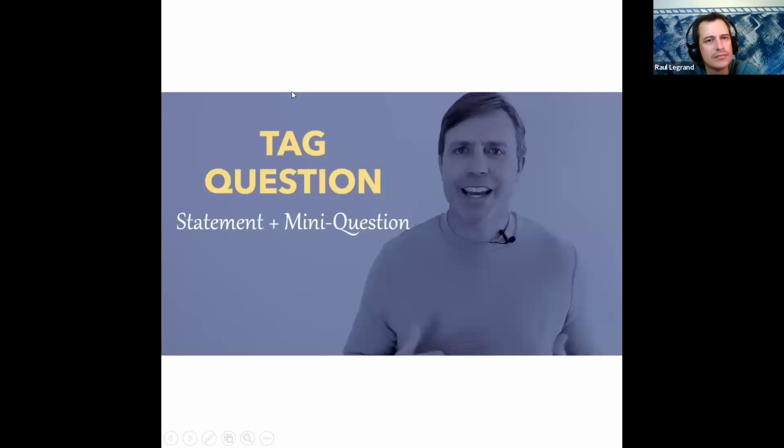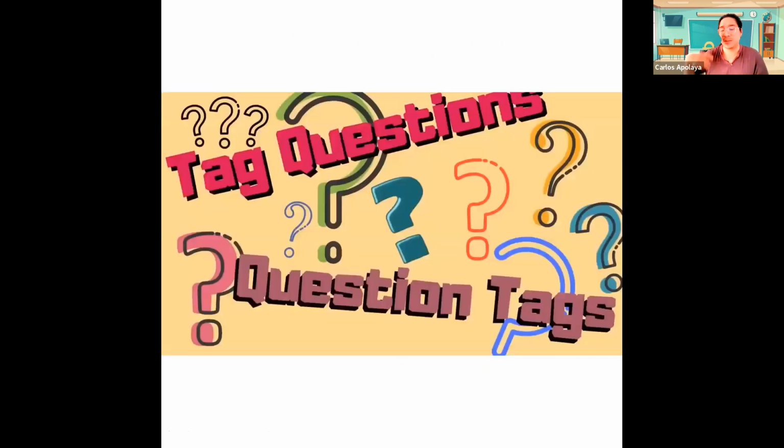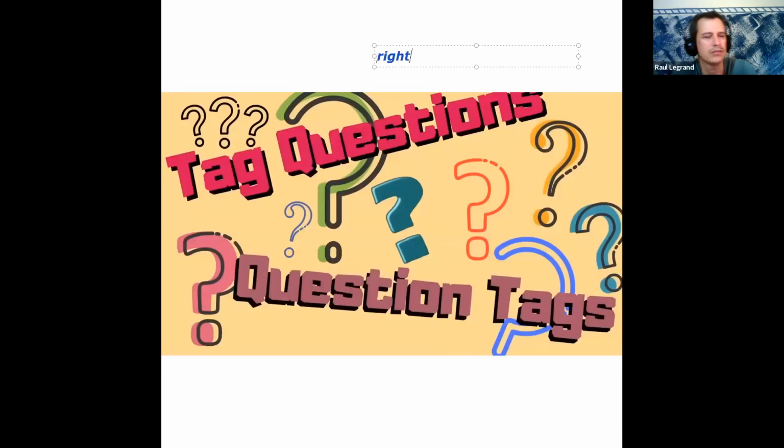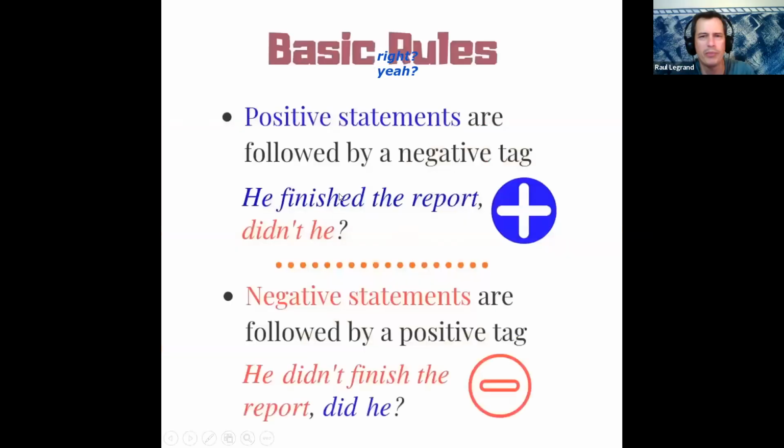Then we have tag questions. You know tag questions, but sometimes you don't use tag questions. Nowadays, people replace tag questions with the word right. But in Canada, people replace tag questions with the word yeah. In the US, right. For example, it's like in Peru, because in Peru we always say yeah.